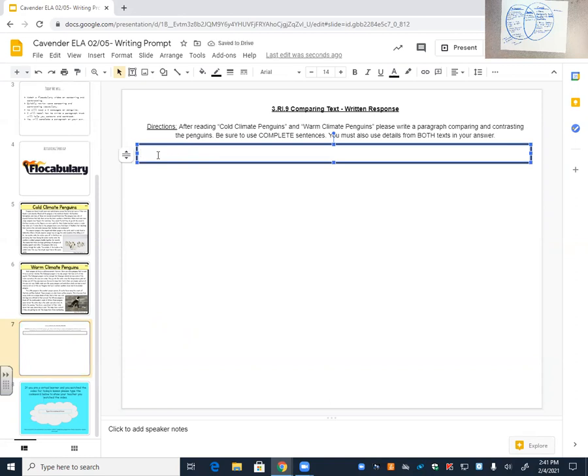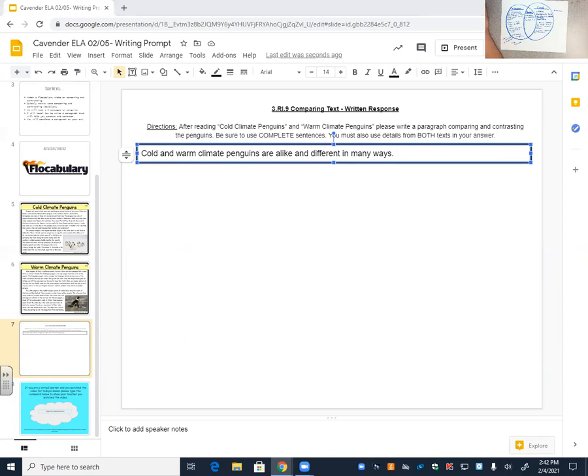So what I'm going to start with is an introduction sentence. What that means is it's going to just introduce the reader to whatever I'm talking about. So I'm going to be talking about cold and warm climate penguins and how they are alike and different. So I'm going to start: Cold and warm climate penguins are alike and different in many ways. So now I have introduced my reader, which is going to be your teacher, to what I'm going to be talking about.